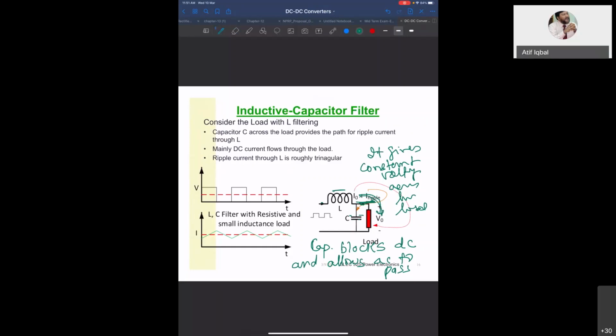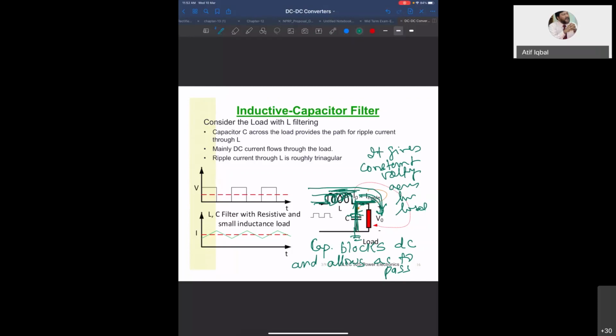So how do we filter out the ripple? Ripple is filtered out by means of the inductor and then a capacitor. This inductor will allow DC to pass, but there will be some ripple here, and that ripple will pass through the capacitor and go to the ground. So the average current passing through the inductor is the same current that goes through the load, because the ripple was filtered out by the combination of inductor and capacitor. The average current through the capacitor is always 0, and the average voltage across the inductor is always 0.